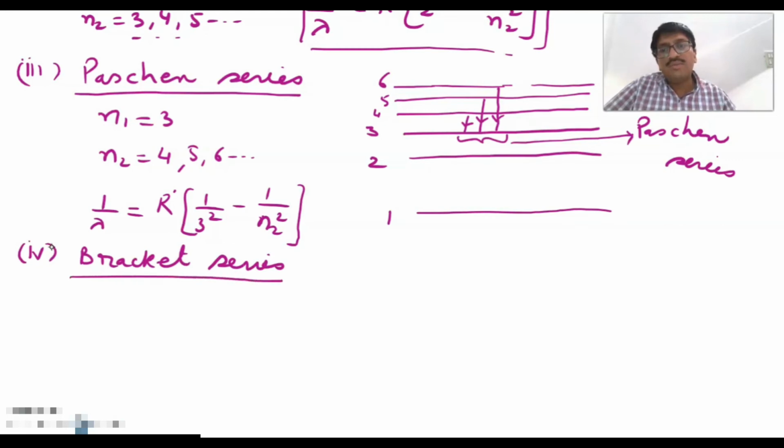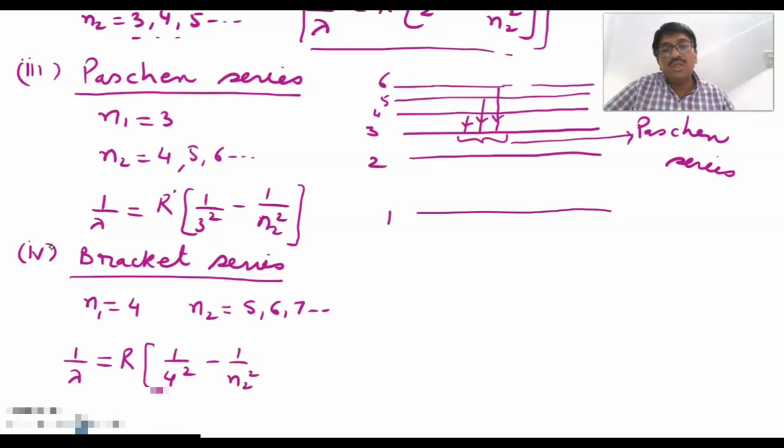In Brackett series, N1 is 4 and N2 should be greater than 4, means 5, 6, 7, etc. And wave number becomes 1 upon lambda equal to R into 1 upon 4 square minus 1 upon N2 square, where N2 is greater than 4: 5, 6, 7, etc.